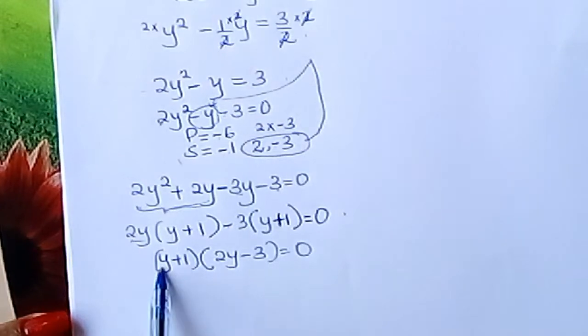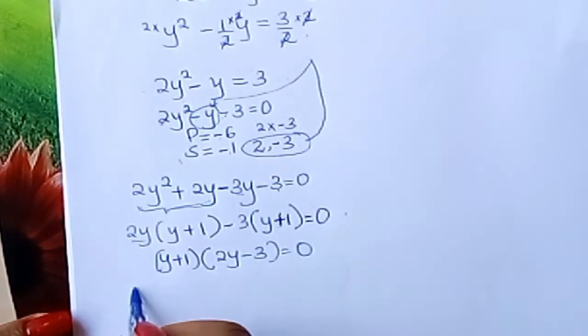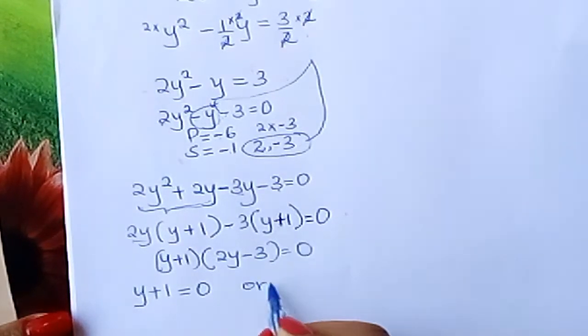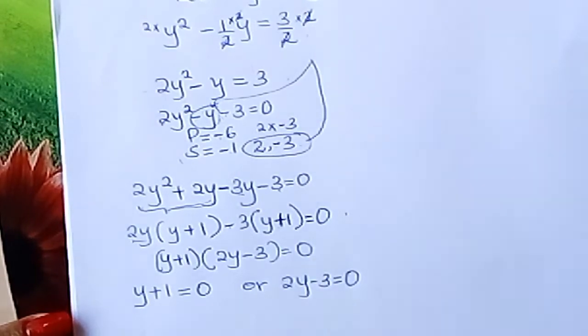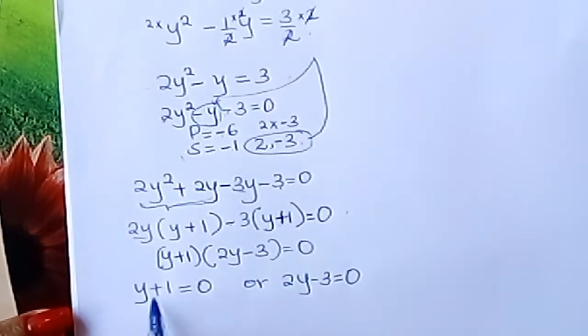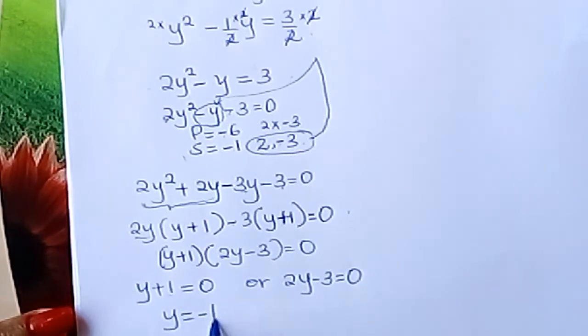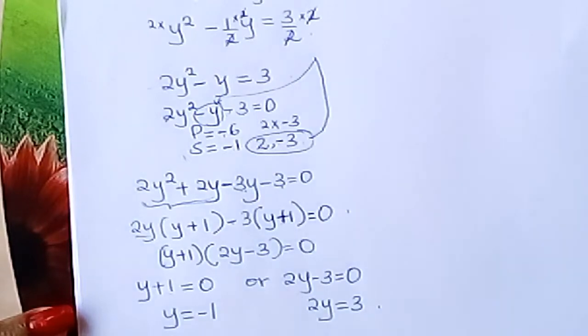So learner, it means either this bracket is equal to 0 or this is equal to 0. So y plus 1 is equal to 0, or 2y minus 3, learner, is equal to 0. So what is y? Take this to the other side, you get y is equal to negative 1. What about here? 2y is equal to what? Take negative 3 to the other side, you get 3.